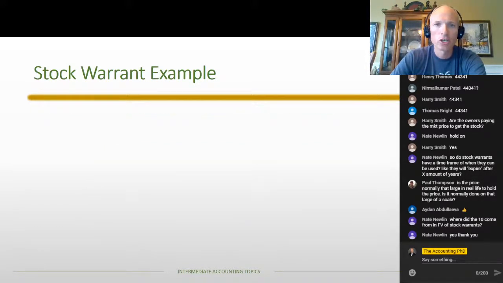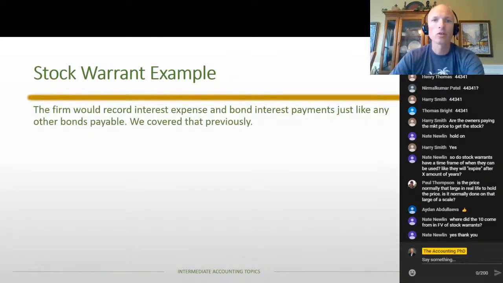Okay, so let's continue with our example using the proportional method. You'd have that bond out there, and you'd be recording interest expense and bond interest payments just like any other bond. We've covered that previously in chapter 14. I'm not interested in continuing to do that here, but I want you to be aware that that process is going on. Remember, they're detachable, so the bonds are over here doing their own thing, and now our focus is on what happens with these stock warrants.